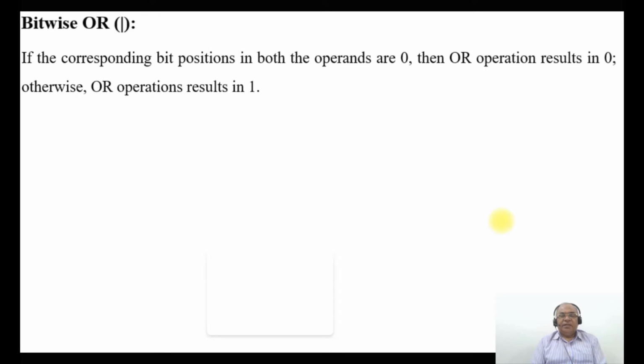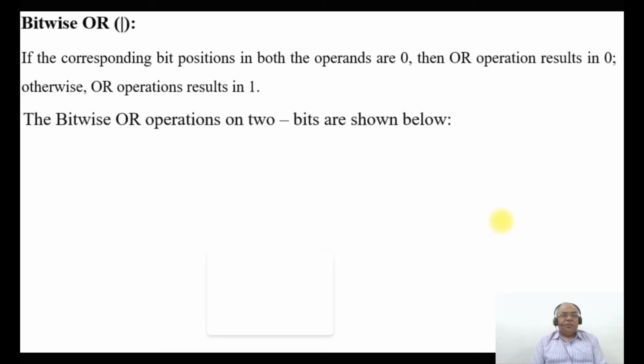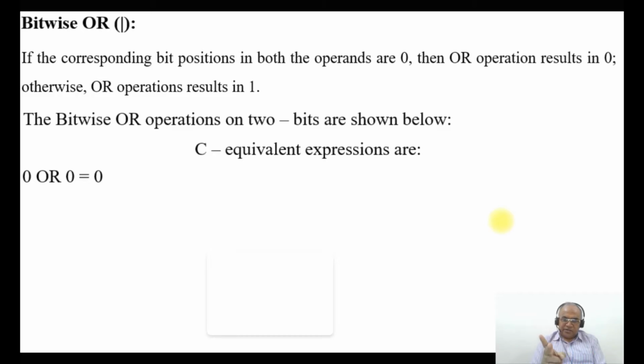So what does it mean? If both the operands are 0, then it will be 0. If any one of the operands is 1, then the result will be 1. The bitwise OR operation on 2 bits is shown below. See the equivalent expressions. 0 OR 0 is equal to 0. When both the operands are 0, then the result will be 0.